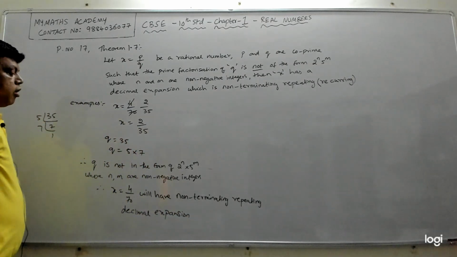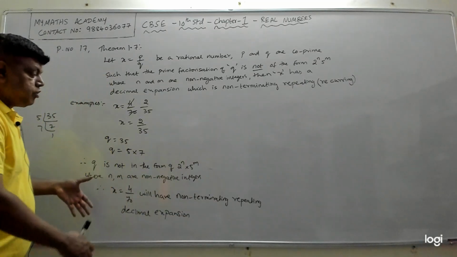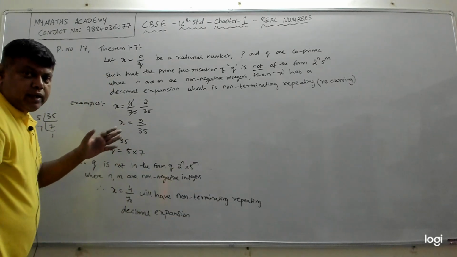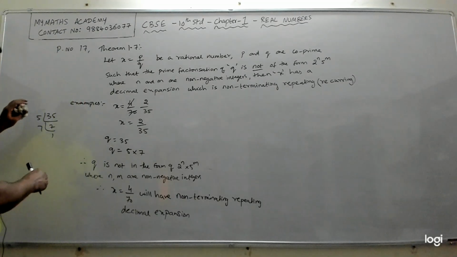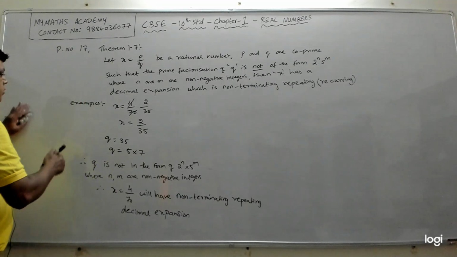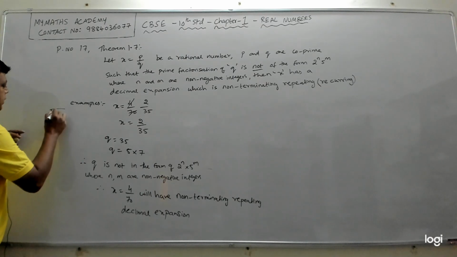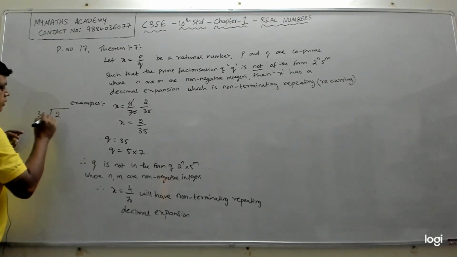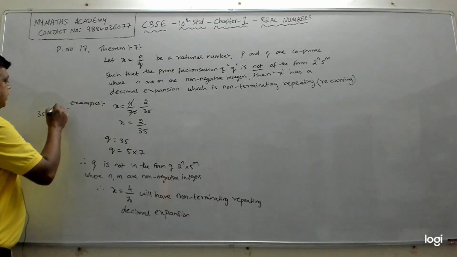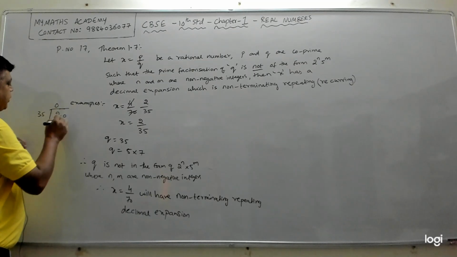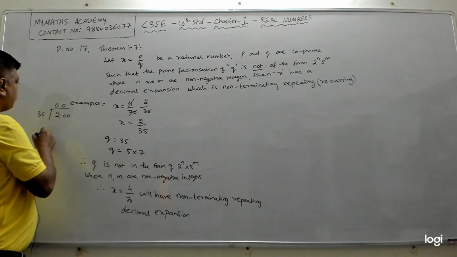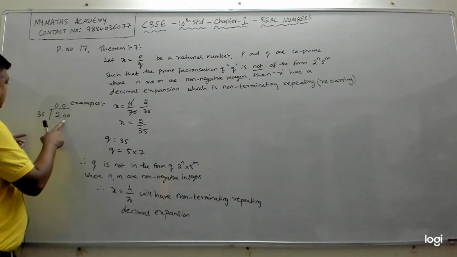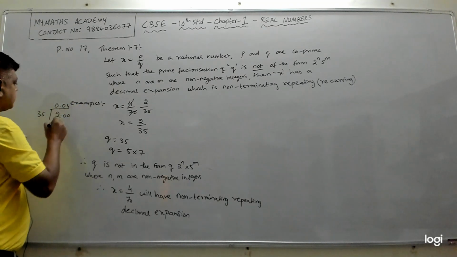We'll have a non-terminating but repeating decimal expansion. So if you divide by 35, suppose you do the long division, suppose I divide 2 by 35. 2 does not go in 35, so 0. Then 0.20, 20 also doesn't go, again 0. Then we get 200. 200 goes how many times? 5 times, right?